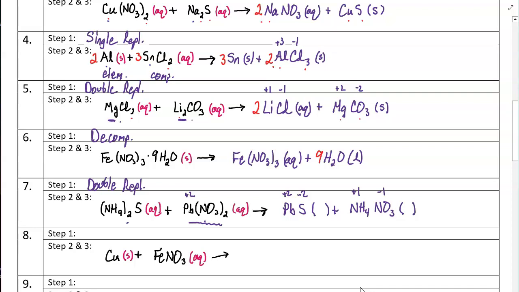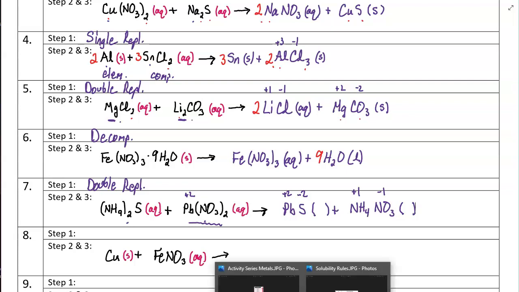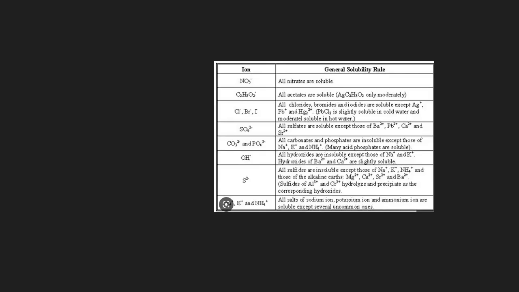Let's look up lead sulfide on the solubility table. Sulfide is the second from the bottom row. All sulfides are insoluble except for... it does not list lead as an exception. So our sulfide is insoluble. It's a solid.